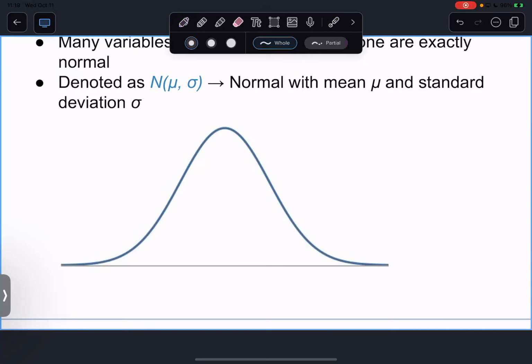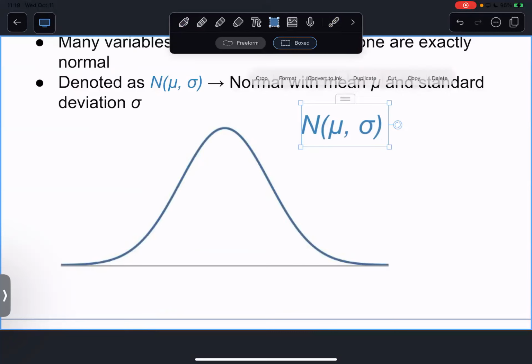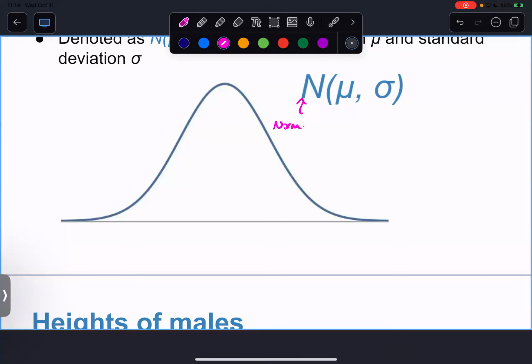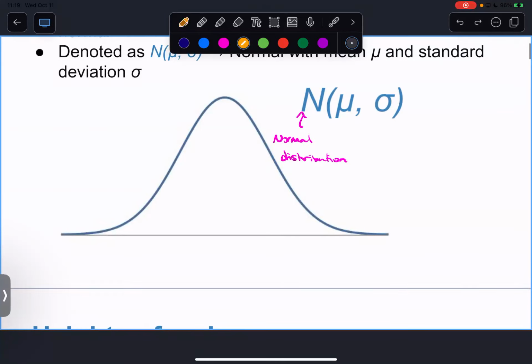This N shows that it's a normal distribution. So how you read it is it's a normal distribution with a mean of mu and a standard deviation of sigma. With a mean mu and standard deviation sigma.